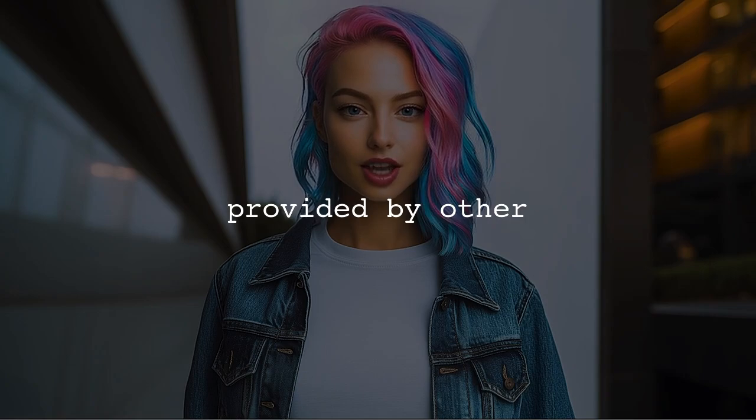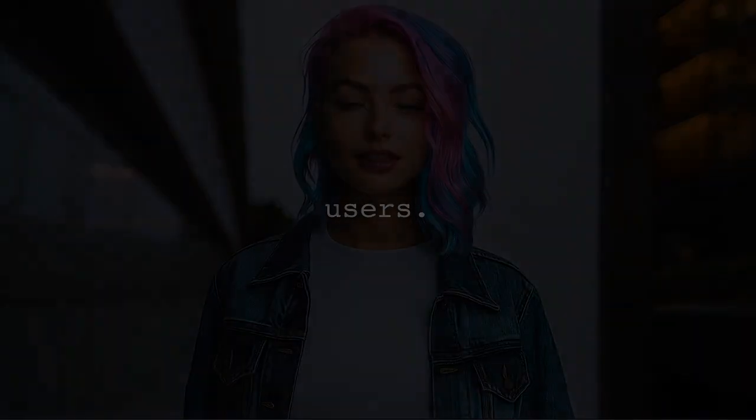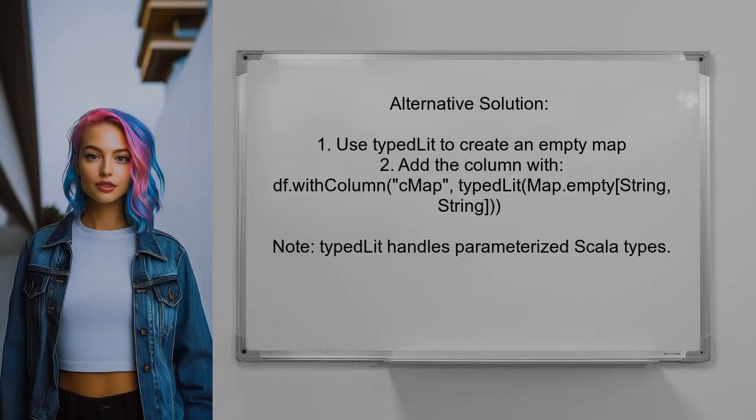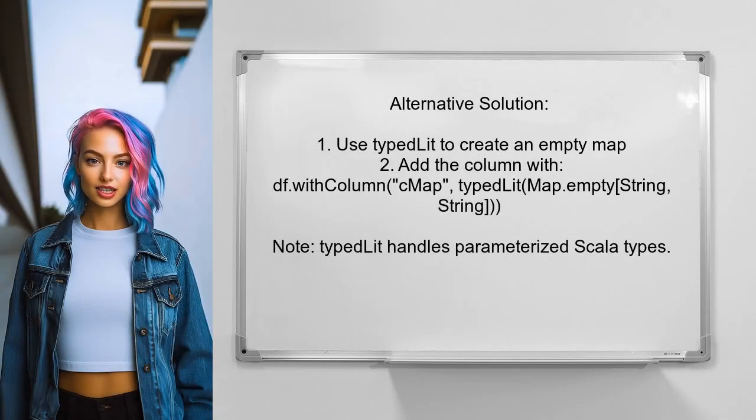Now let's look at the answers provided by other users. An alternative solution from another user suggests using the typedLit function to add an empty map type column. They recommend the code df.withColumn("cmap", typedLit(Map.empty[String, String])) to achieve this.